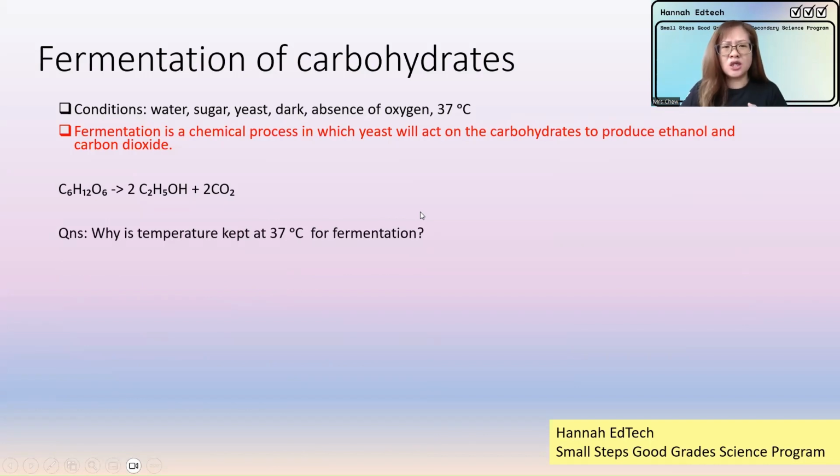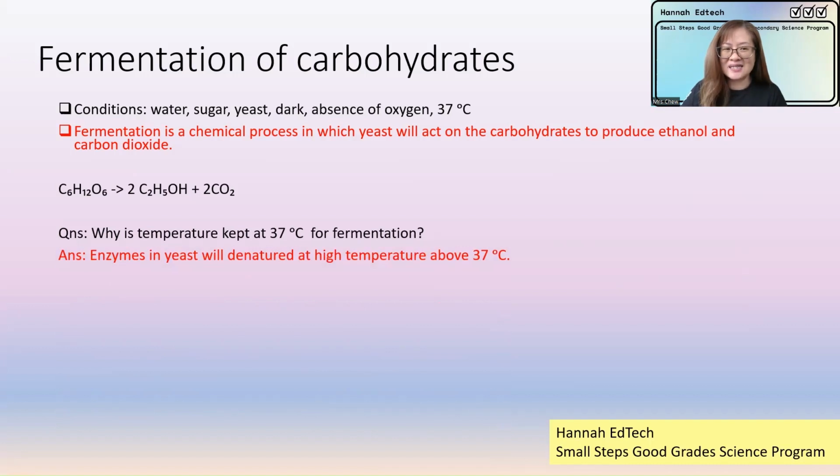Why is the temperature kept at 37 degrees Celsius? Answer: enzyme in the yeast will denature at high temperature above 37 degrees Celsius. All right, then we don't have yeast to act on the carbohydrates to produce ethanol and carbon dioxide if it is at higher temperature than 37 degrees Celsius.